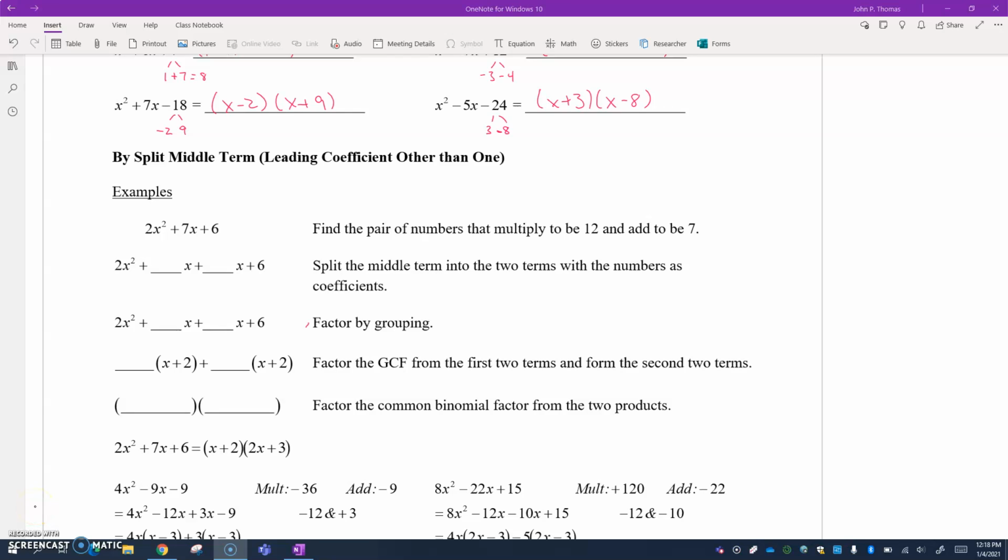All right, so we're going to take a look at factoring by split middle term. This helps us when the leading coefficient is not 1, so when a is not 1. And remember, when I reference a, b, and c, it's always off this structure, ax squared plus bx plus c.